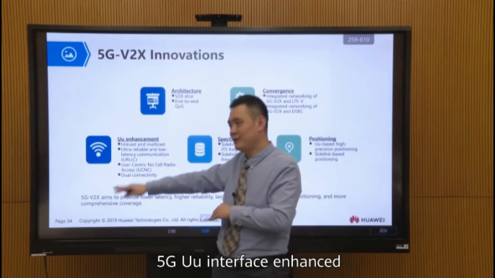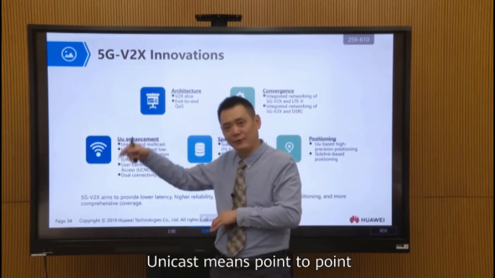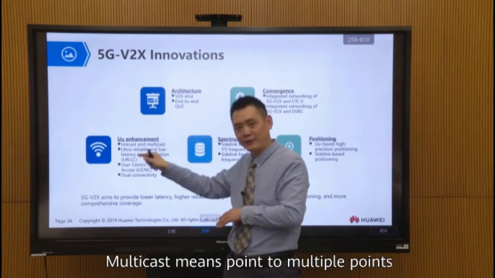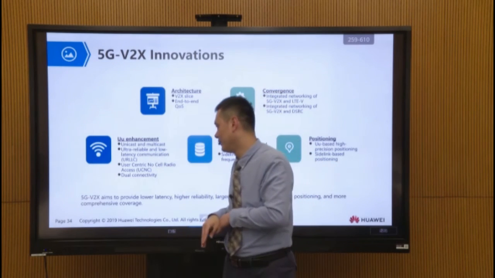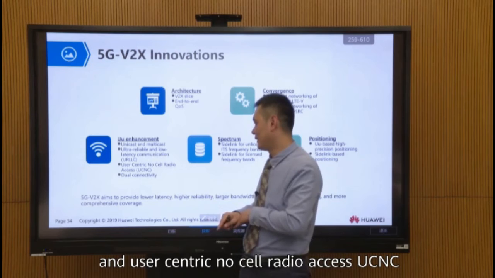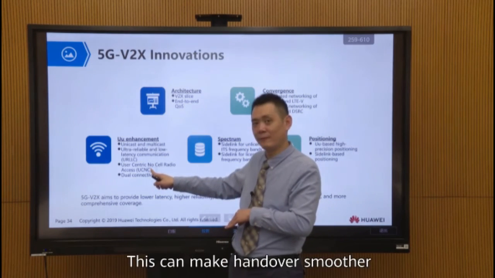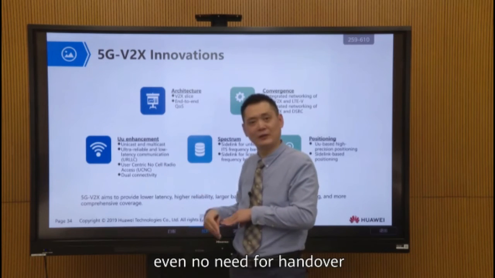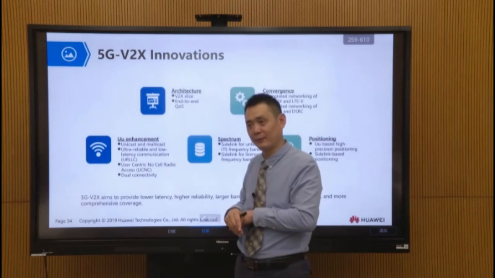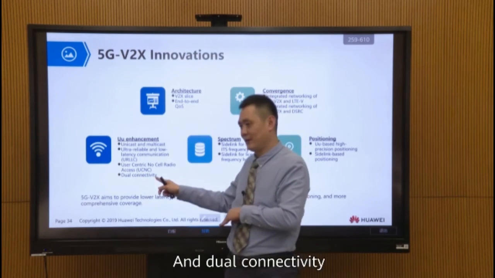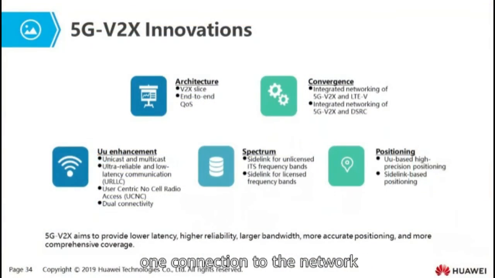And the 5G UU interface is enhanced. It supports unicast and multicast. Unicast means point to point. Multicast means point to multiple points. It is ultra reliable and low latency. And there is user-centric no-cell radio access, UCNC. This is one feature of handover. It can make handover smoother, even with no need for handover when the vehicle is passing through different cells. And dual connectivity: the terminal can have more than one connection to the network.